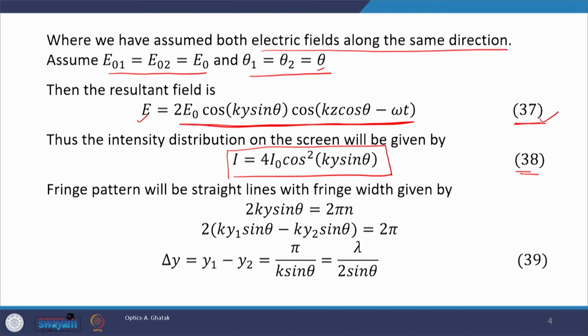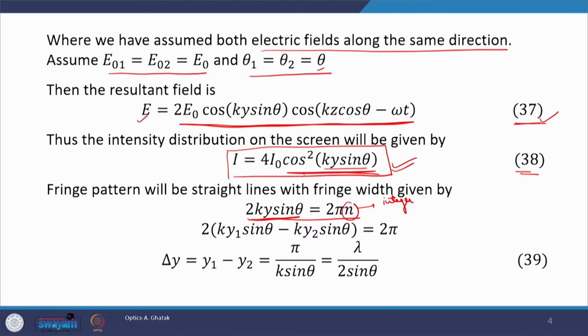Now, how to calculate the fringe width? If you plot it, you will get straight line fringes on the screen. For maxima, this condition holds good, because this expression is nothing but I equal to 4 I naught cos square del by 2, where del is the phase difference. Now, ky sin theta is del by 2, therefore del would be equal to 2 ky sin theta, and for maxima this phase must be equal to an integral multiple of 2 pi. Here n is nothing but an integer.